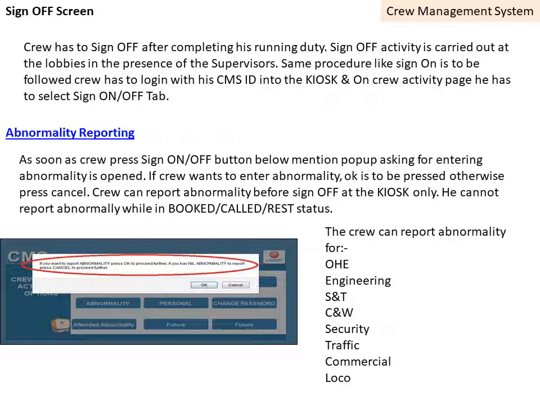with his CMS ID into the kiosk, and under crew activity he has to select the signing on/signing off tab. The previous live version of the signing on/signing off tab will be shown here. While signing off, as soon as the crew presses the signing off button, the below-mentioned pop-up will be displayed. If there is any abnormality, we can select it and feed the abnormality as per the department, whether it is engineering, S&T, C&W or security. As per the department we can update the details.